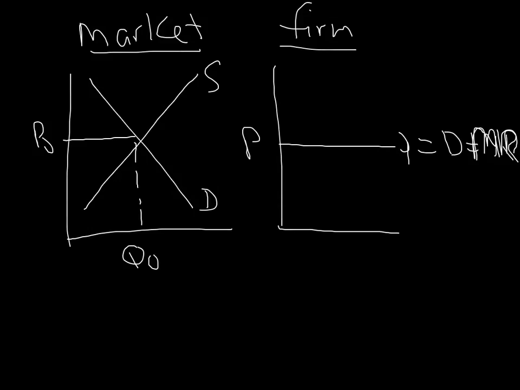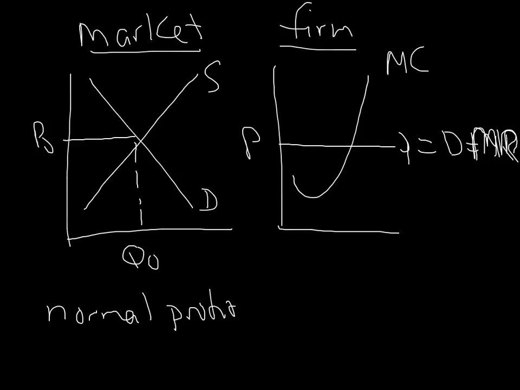Let's assume a normal profit. If it's a normal profit, we know that price is going to equal ATC, the average total cost.